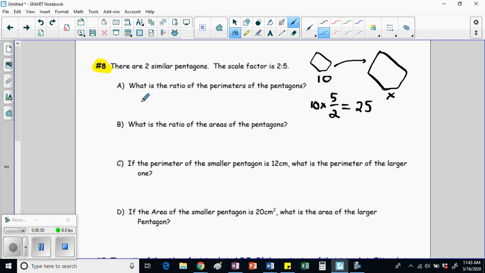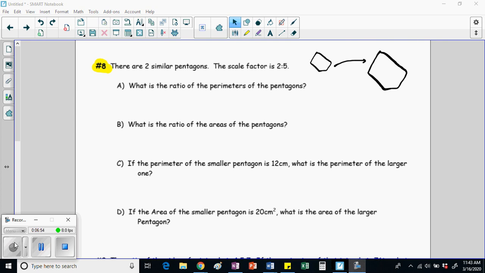What's the ratio of the perimeters for the pentagons? Well, as we learned on the other side of the paper, the ratio for the perimeters should be the same. We should still have 2 over 5. But when we get to question B, what's the ratio of the areas? It's not going to be 2 over 5. It's going to be 2 over 5 squared. We have to square this.